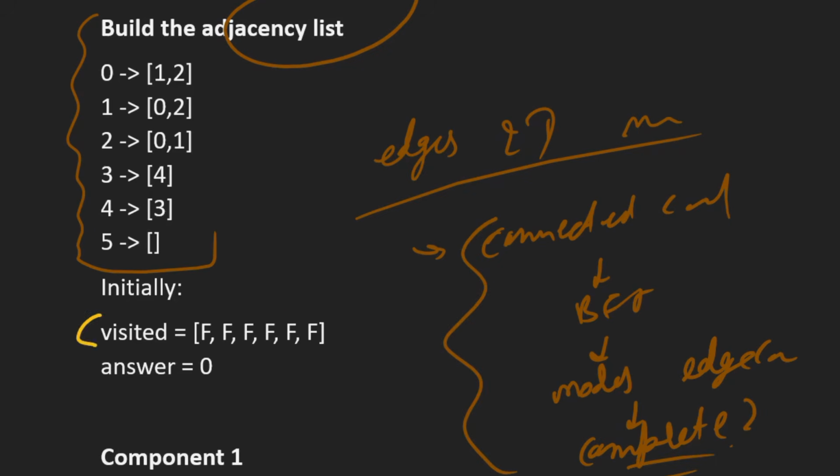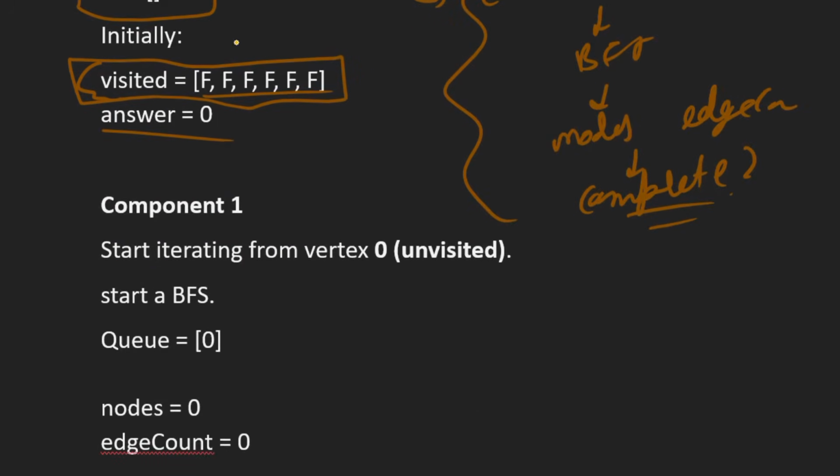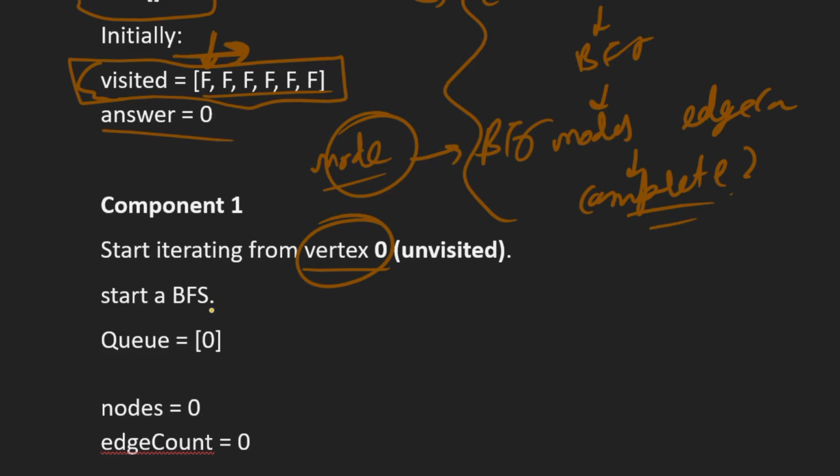So for that we have a visited array in which initially all the nodes are unvisited, or all the nodes are marked as false, that is they are not visited, and our answer is equal to 0. Now what we'll do is we'll scan this visited array, and once we get an unvisited node, we'll take that node and start BFS from that node. So initially we'll start BFS from the vertex number 0, because that is unvisited.